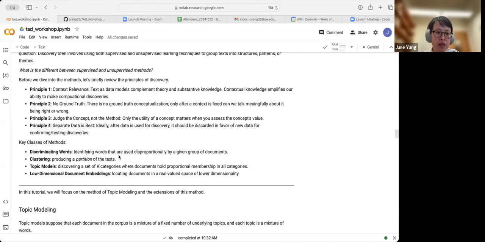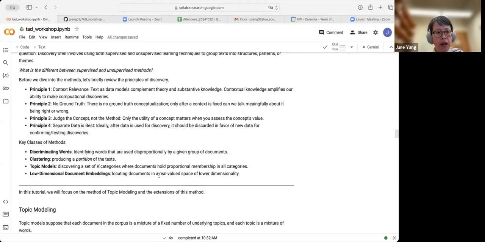The second is clustering, which means that we are producing a partition of the text so that for each document, for each unit of analysis of our data set, we try to assign it to a cluster or to a group. Then we observe this pattern of different clusters of our text data, and we should be able to come up with some generalization about what different groups of text are talking about.